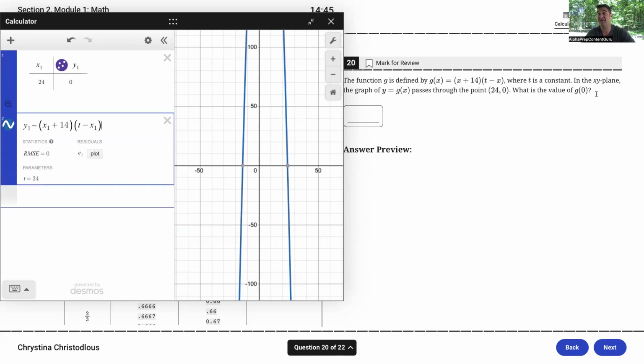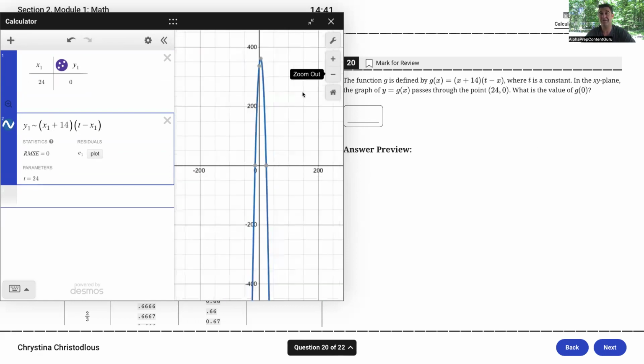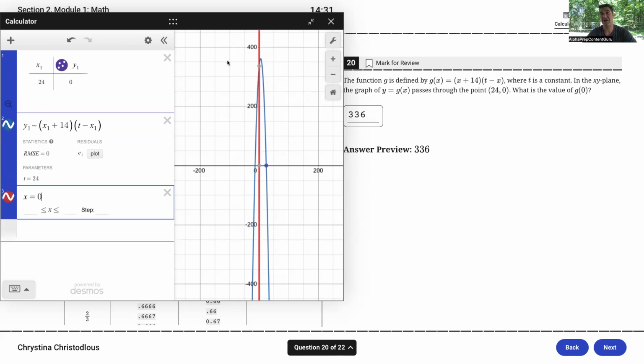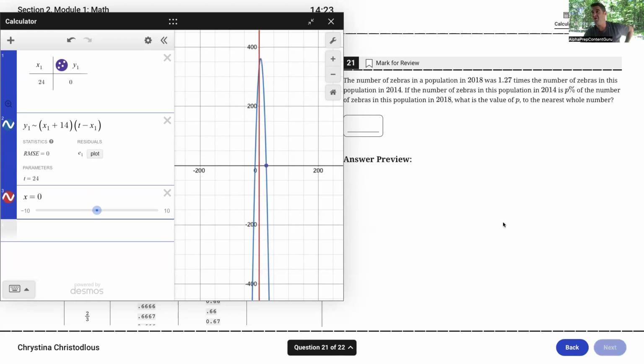I want to know what g of 0 is. So this is the graph of g of x right here. If I want g of 0, I'm either going to click here, which is the y-intercept when x is 0. So 336 is my answer. Or I could have said x equals 0 and gotten a vertical line and then clicked where they cross. Or I could have said g of x equals this, and then done g of 0. But we're good. We've only got 2 more problems. Let's see if we can get it done in time.